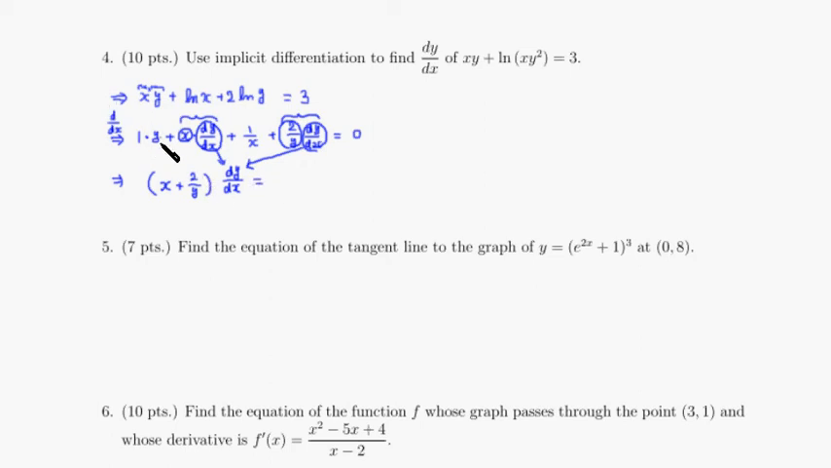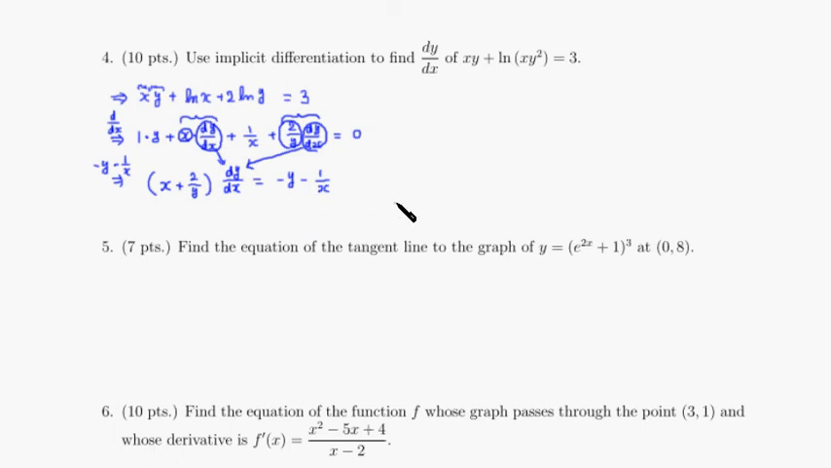We like to put these terms over to the other side, so I'm going to subtract y, and we're going to subtract 1 over x. So you're going to get negative y minus 1 over x.